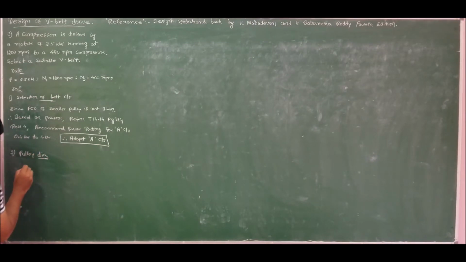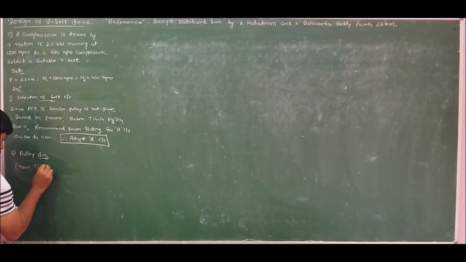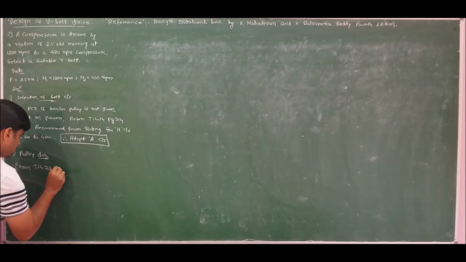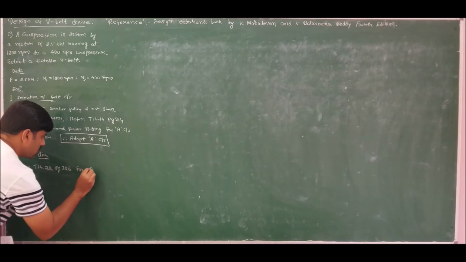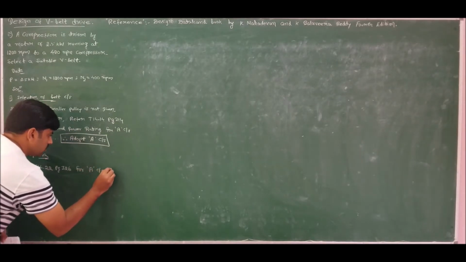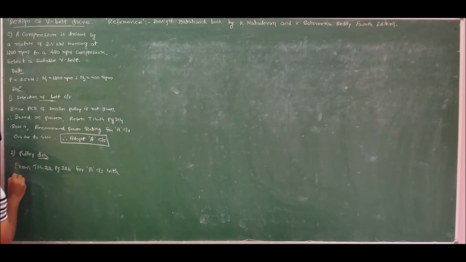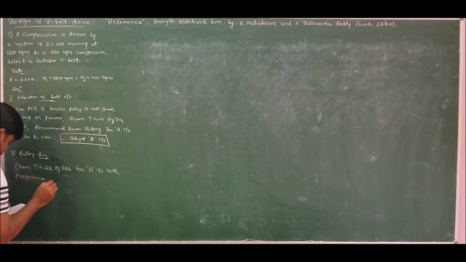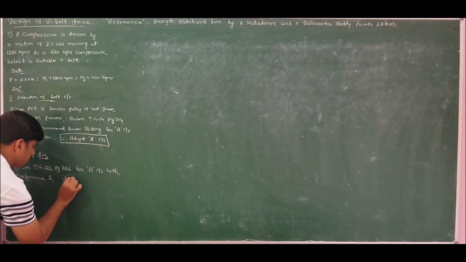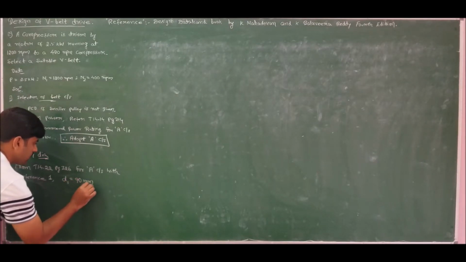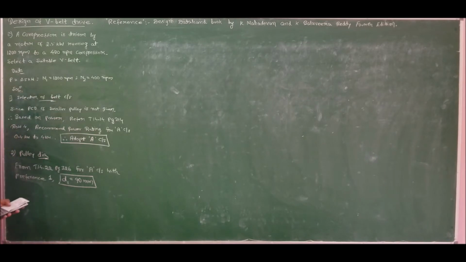Referring to table 14.22 of page 326, for A cross section with preference 1, we have the standard pitch circle diameter of the smaller pulley D1 turning out to be 90 mm. So therefore adopt 90 mm as the diameter of the pulley.